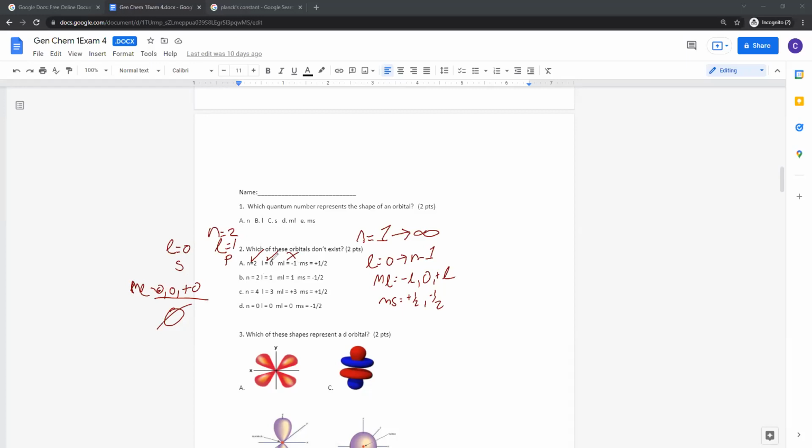If L was 1 here in A, if L was 1, M's of L could be minus 1, 0, or plus 1. So if I just did something like that, then this becomes a true orbital. That's fine, as long as L is equal to 1. But as long as L is equal to 0, M's of L can only be 0.